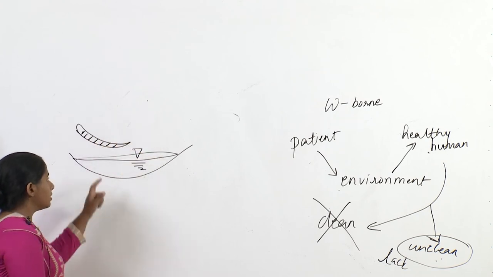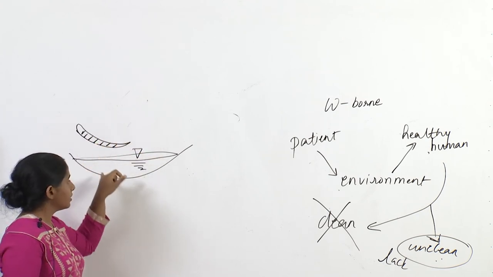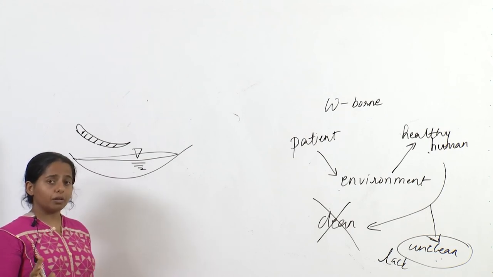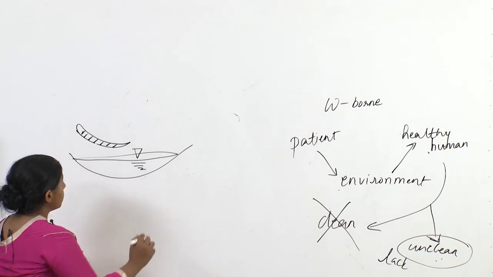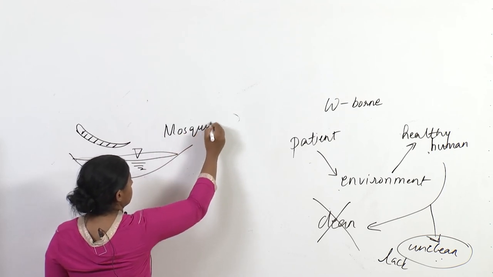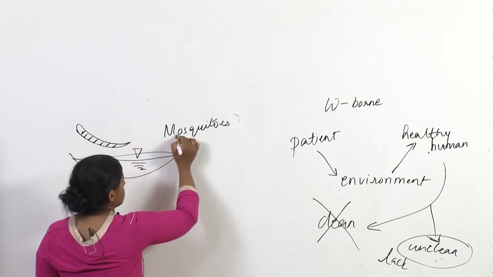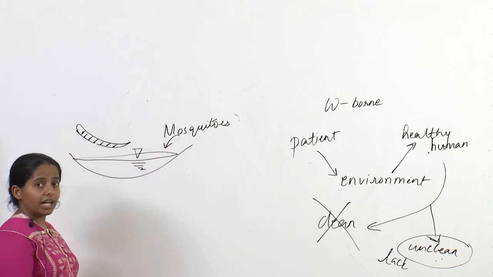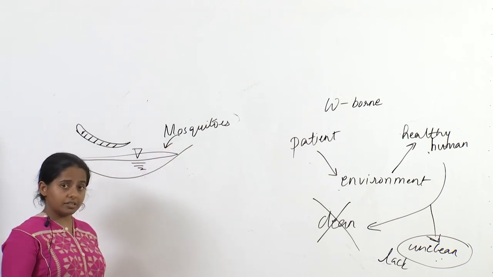And the eggs of this worm need this water puddle to fulfill a particular portion of their life cycle. The other are mosquitoes. I don't want to draw mosquitoes. So the other are mosquitoes who will lay eggs here and allow their eggs to turn into hatchlings.